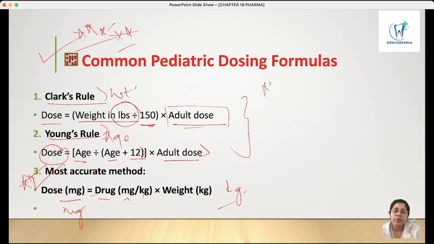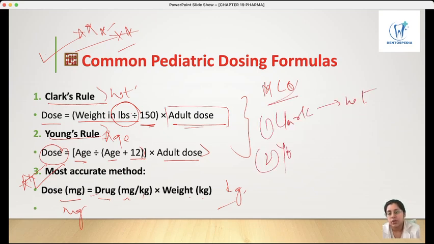Clark, this can also be your MCQ: Clark is based on weight and Young's is based on age. This is also a potential MCQ. Okay.